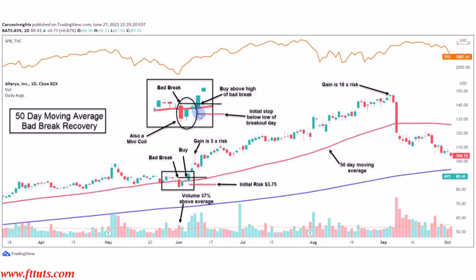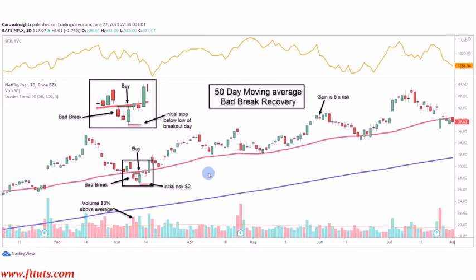So by placing the stop below that initial low bar, we had only a $3.75 risk, and very quickly we had 5 times our risk. Soon after, we had 16 times our risk. You can see this break of the 50-day moving average is probably what most people expect when it happens, and here we did follow through to the downside. But the fact that here we turned around and we broke above that high, that expectation was broken of the 50-day bad break. So again, a very quick move and a strong move.